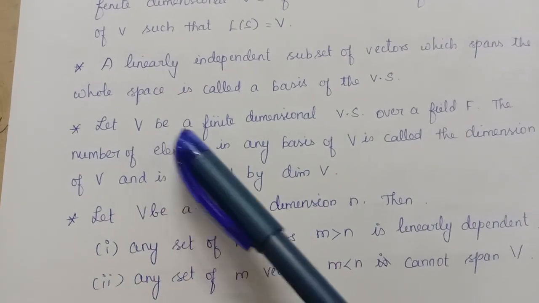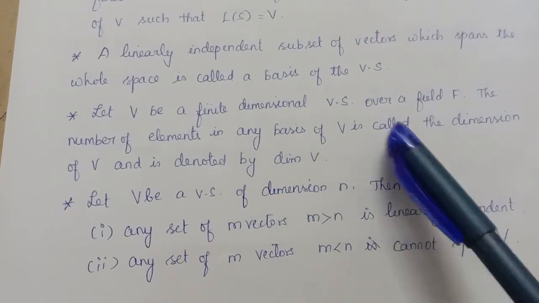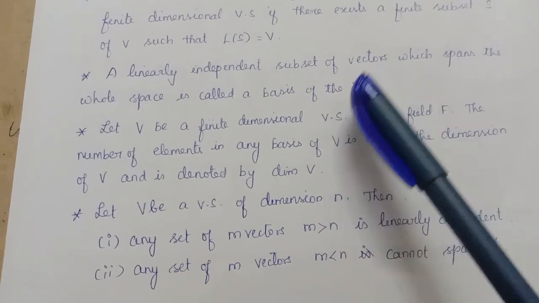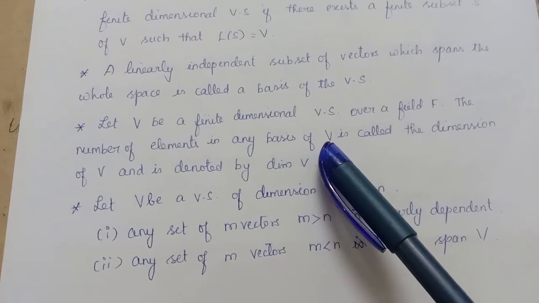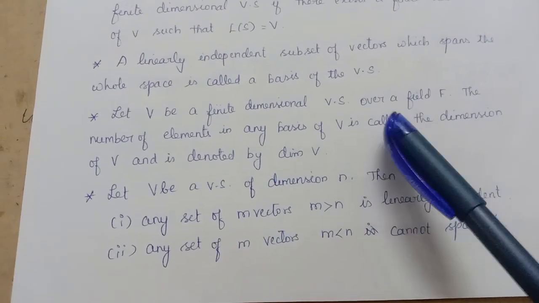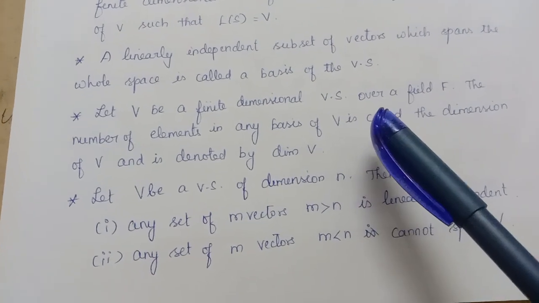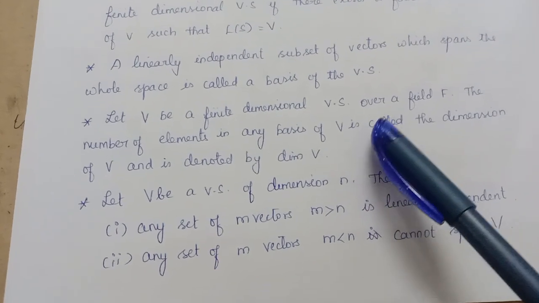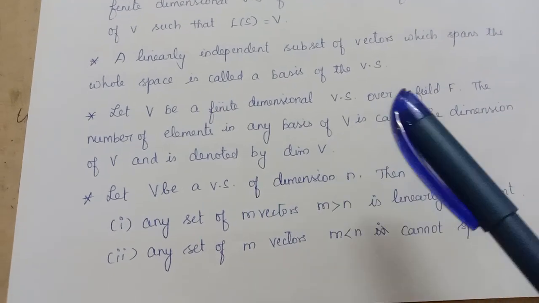Then the next one: let V be a finite dimensional vector space over a field F. Then the number of elements in any basis of V is called the dimension. First we defined what a basis is, and now the dimension. Dimension means nothing but the number of elements in the basis. So what if you have two or more bases for a given vector space? They must all be the same. That means the number of elements in each basis should be equal. So that will represent the dimension of the vector space.